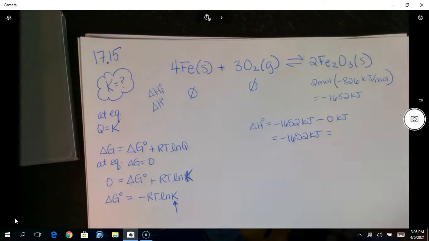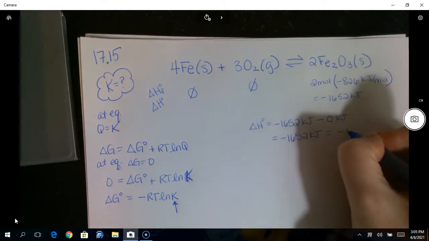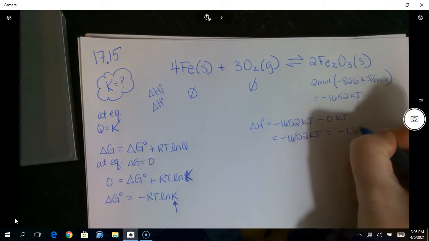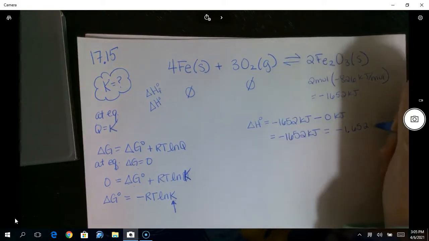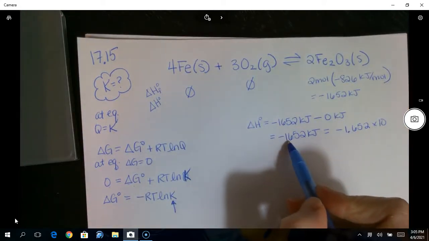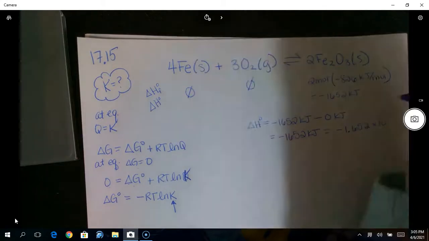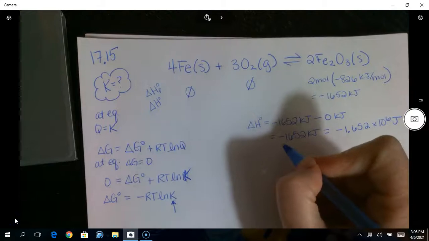I can also make this into joules because later my entropy is going to be in joules. So this is negative 1.652 times 10 to the, so this would initially have just 3, and then I have 3 more because of the kilo, 6 joules. Let me explain that just a little more just in case.